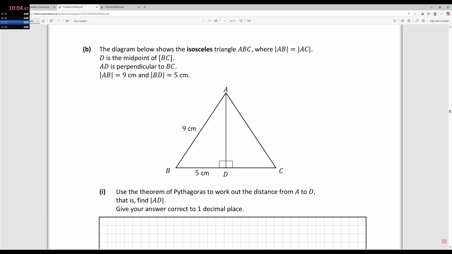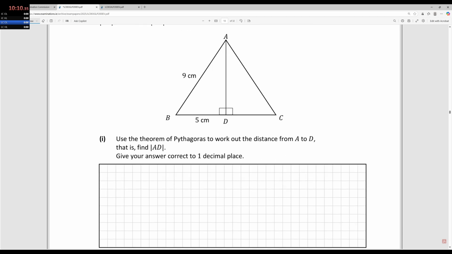The diagram below shows the isosceles triangle. D is the midpoint, A to D is perpendicular. That's 9, that's 5. They gave us that. Use the theorem of Pythagoras to work out that one. It's going to be the square root of 56. Oh, it's a decimal point actually. Okay, never mind. Then I can't do that. Yeah, 81. Take away 25, 56. Square root of that is 2 root 14. But correct to one decimal place, 7.5.